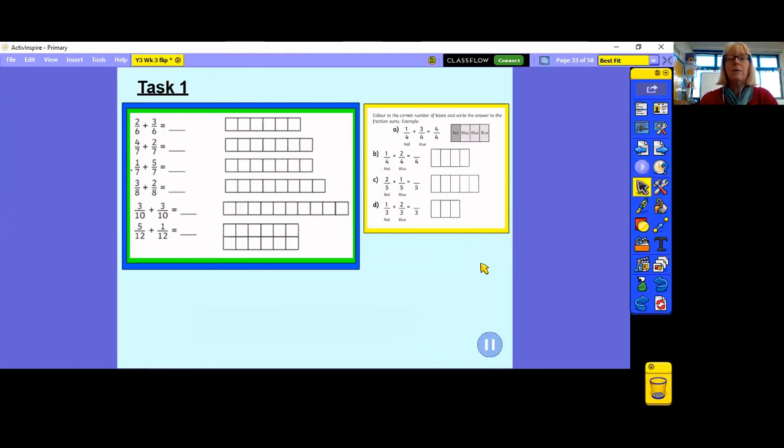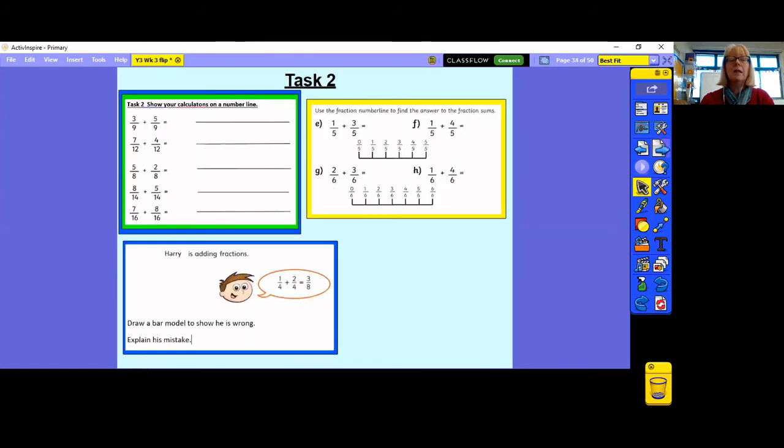Now today we've got our blue and our green groups doing the same task. Task one, the simplified task, has got some extra help there for you. If you want to stop the video here, you can while you complete task one, or you can carry on listening while I explain task two and then do all the tasks together at the end. Task one is adding fractions, and you've got some bar models there to help you to shade in. Task two is showing the fractions on a number line.